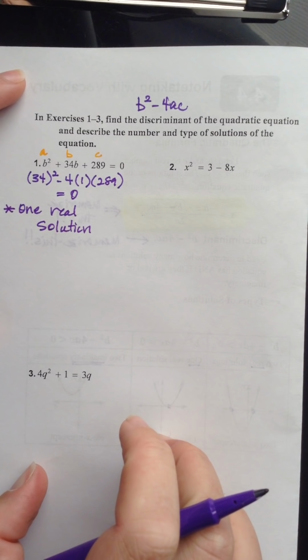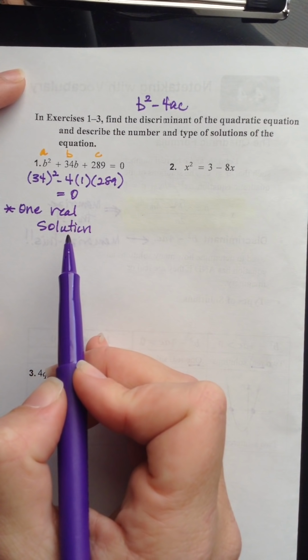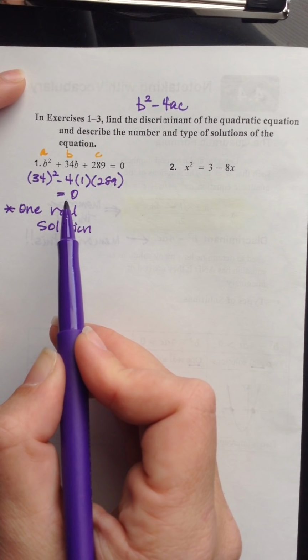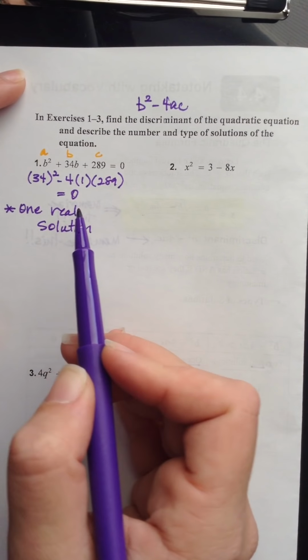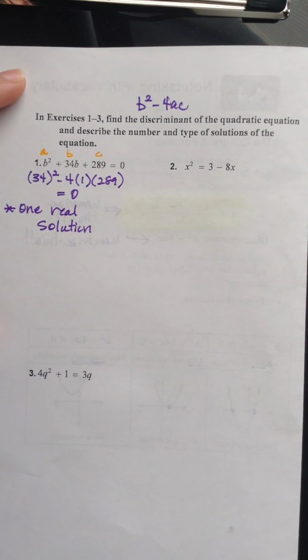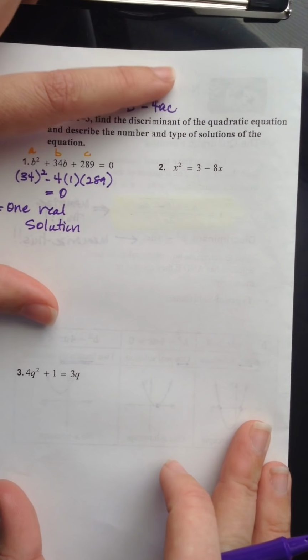Now remember, I knew it was 1 real solution because the discriminant equals 0. If the discriminant is greater than 0, we have 2 real solutions. If the discriminant is less than 0, I have 2 imaginary solutions. Let's take a look at number 2.